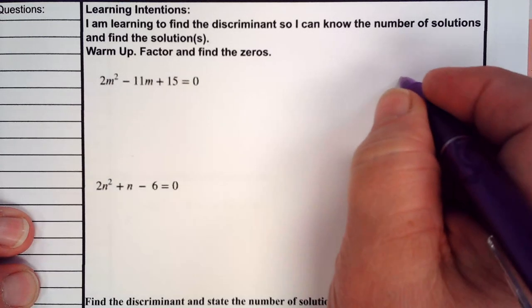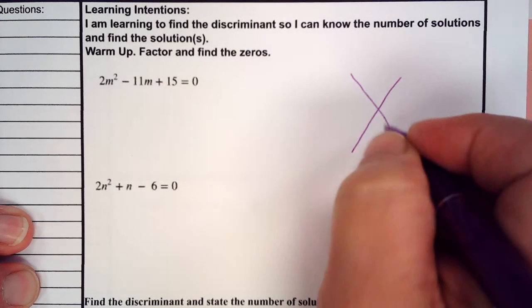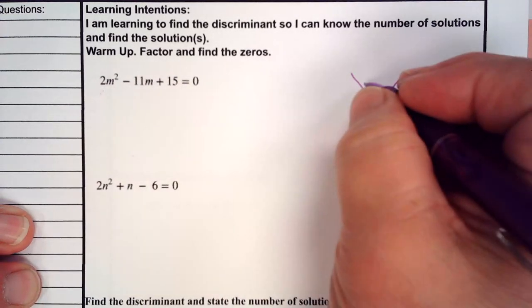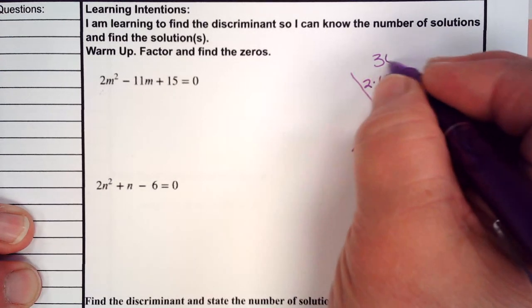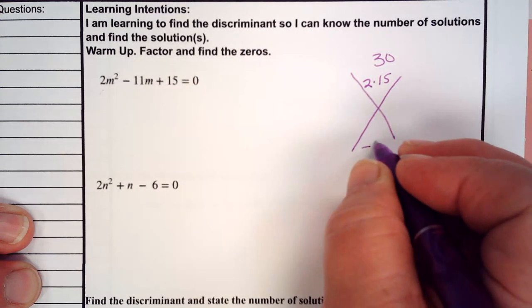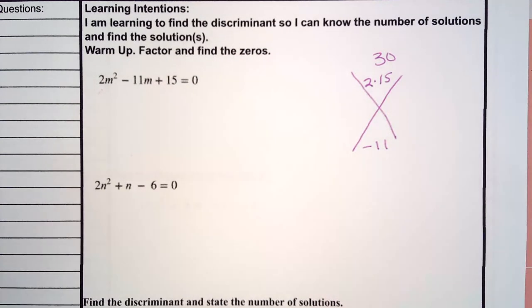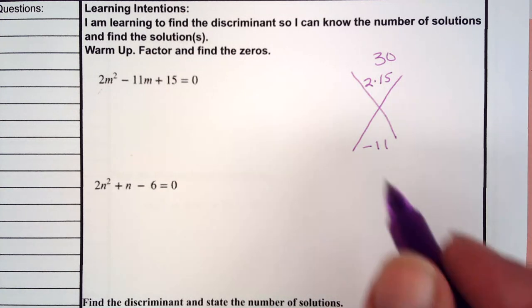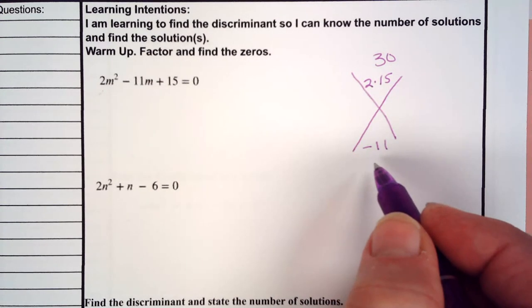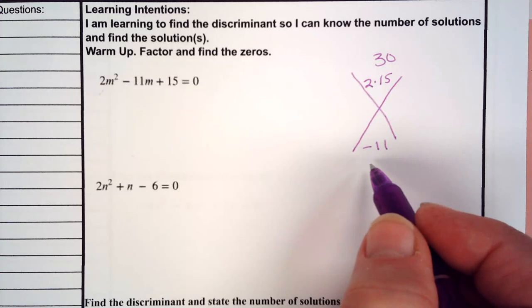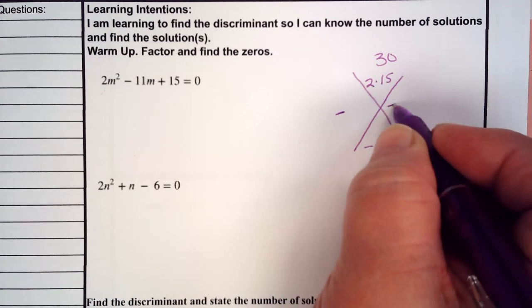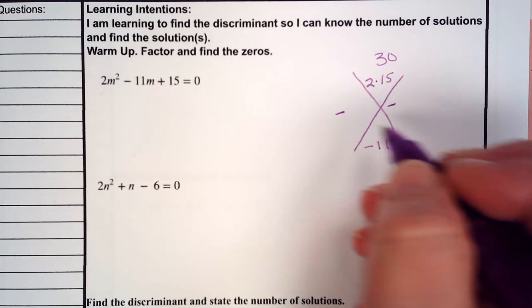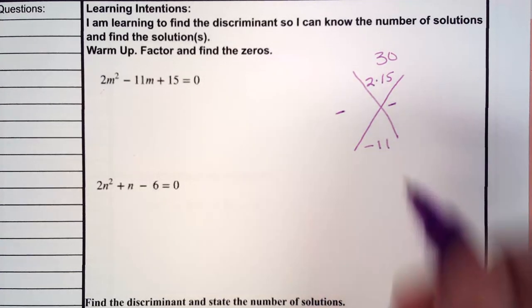So if we're looking at the first one, 2 times 15, and I get 30. At the bottom is negative 11. Now, I'm multiplying and I get a positive, but when I add it, I get a negative. What do we know about both of our factors? Well, they both have to be negative. Negative times negative is a positive. Negative plus negative is a negative.